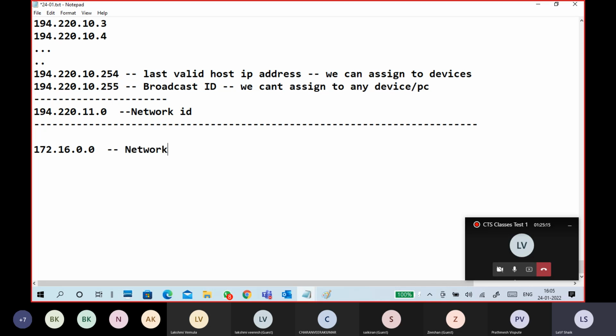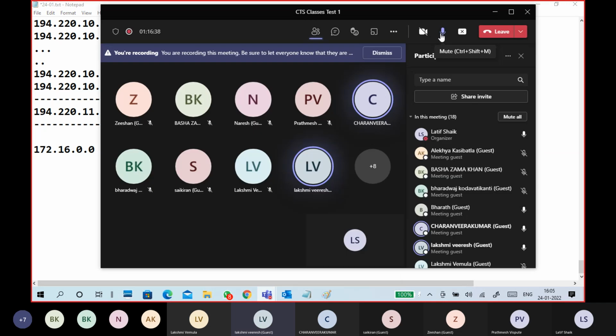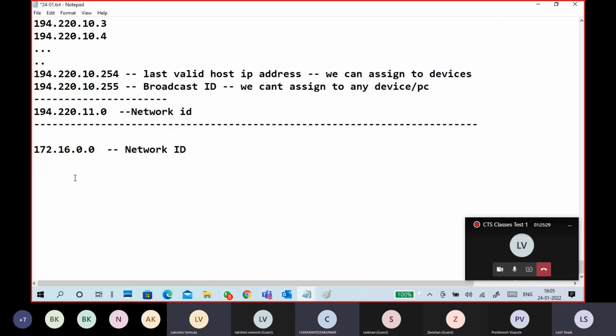So I took this network. Which class is it? Class B, sir. Class B IP address, so the first two portions are the network portion. The first IP address in the network is this one, so that is the network ID. This is the first valid IP address, the first valid host address.